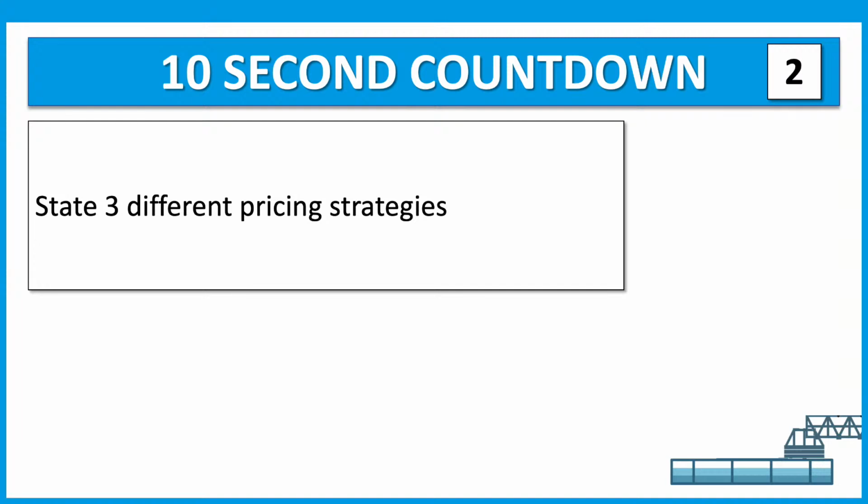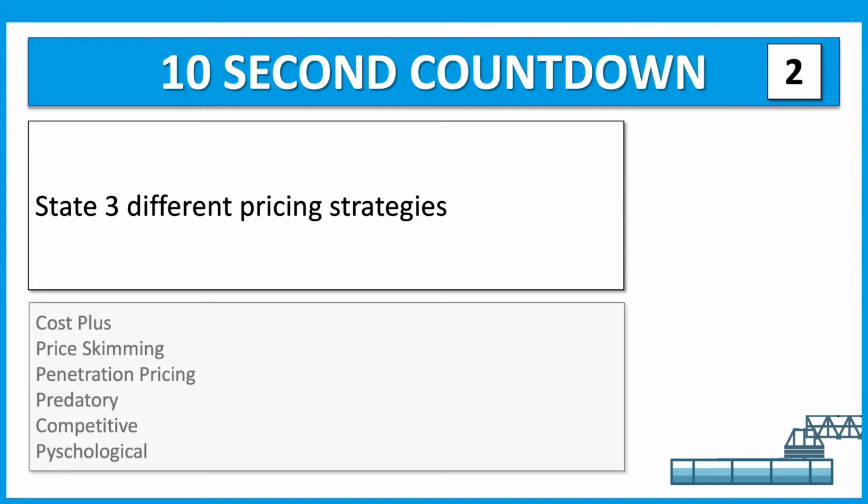So Dixie's on fire there. I think we might have to call it 999s because she was straight in there. Dixie was straight in there with price skimming, price penetration, cost plus pricing.